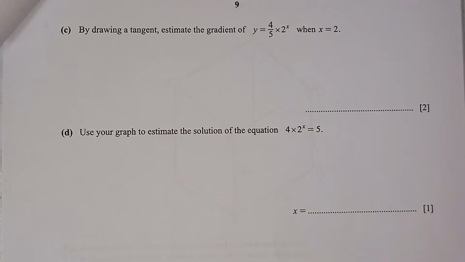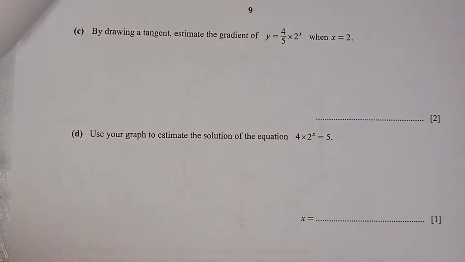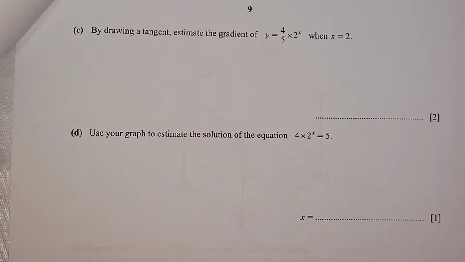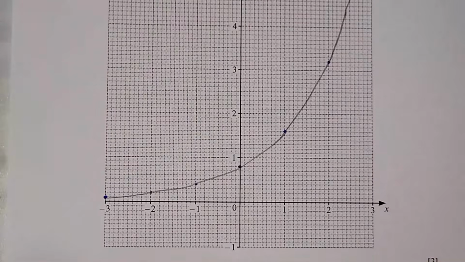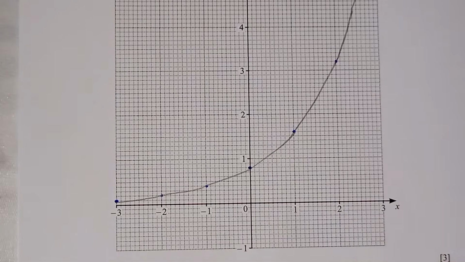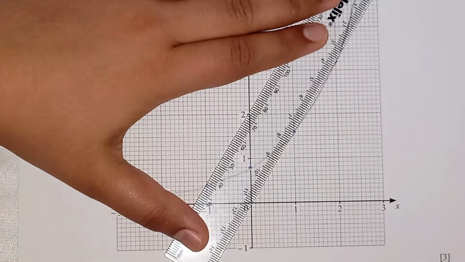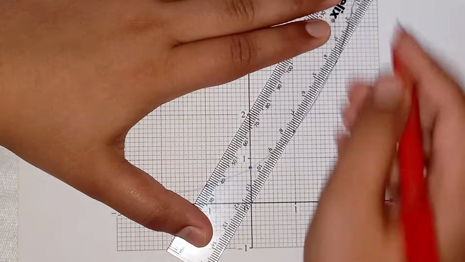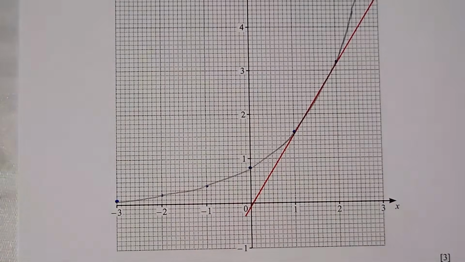Now for part C, by drawing a tangent, estimate the gradient of this curve when x is equals to 2. So we need to draw the tangent at x is equals to 2 and find out the gradient. Here is x equals to 2. So let me draw the tangent. Tangent is basically a straight line that passes through that point. So this would be the tangent at x is equals to 2.